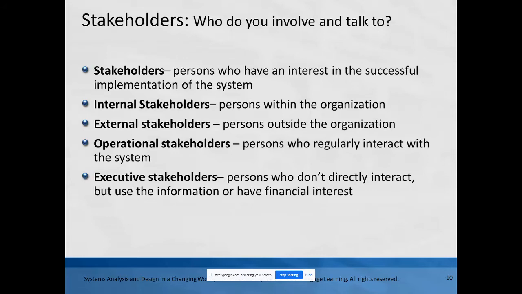So who do you talk to? Who are the people that you're going to be getting this data from, getting the information from? Well, anyone that has an interest in the successful implementation of the system would be a stakeholder. And these are people that you'd want to talk to. So you have people inside the organization. These would be our internal stakeholders, the people that are most intimately involved with it. You may also have external stakeholders.